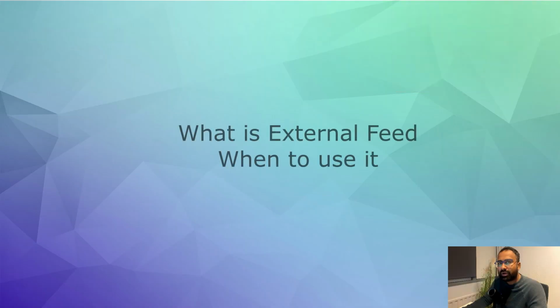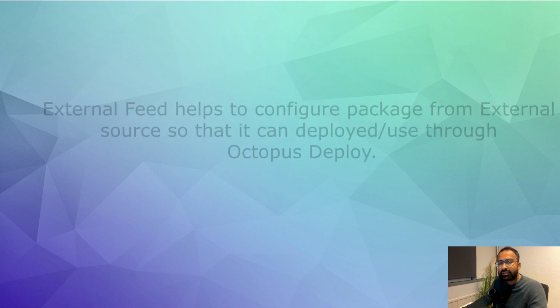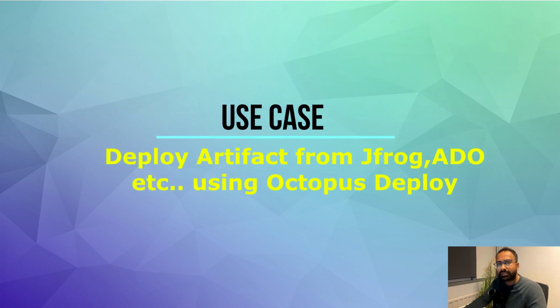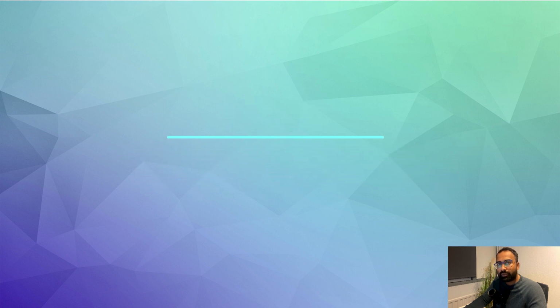Now let's understand what is external feed in Octopus and when to use it. External feed helps to configure a package from an external source so that it can be deployed or used in Octopus. Let's assume that you are using some external source to store or manage your artifacts, like JFrog Artifactory or Azure DevOps, and now you want to deploy them using Octopus. In this scenario, we will first configure the external feed and then we will use it in our Octopus deploy process.